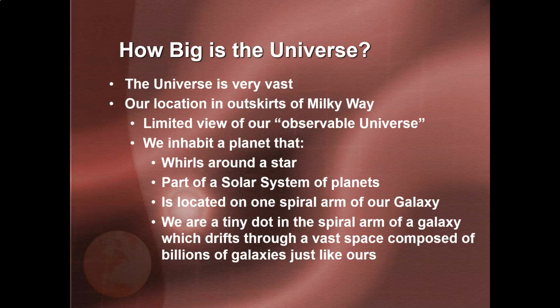So we inhabit a planet that whirls around a star. It is part of a solar system of planets. It is located on one spiral arm of our galaxy. We're pretty much a very tiny dot in a spiral arm of a galaxy which drifts through a vast space composed of billions of galaxies just like ours. So we're pretty small.